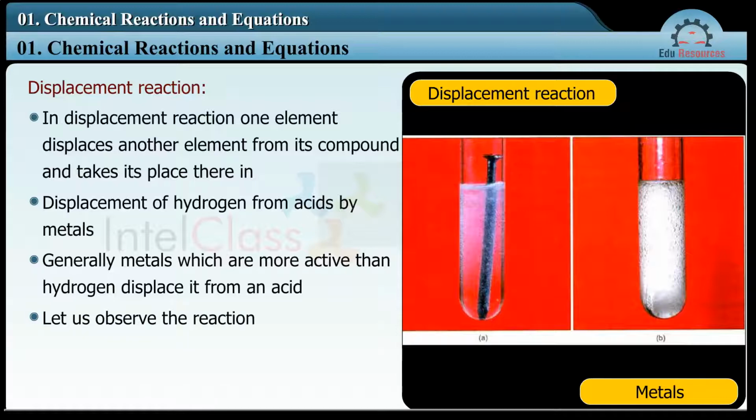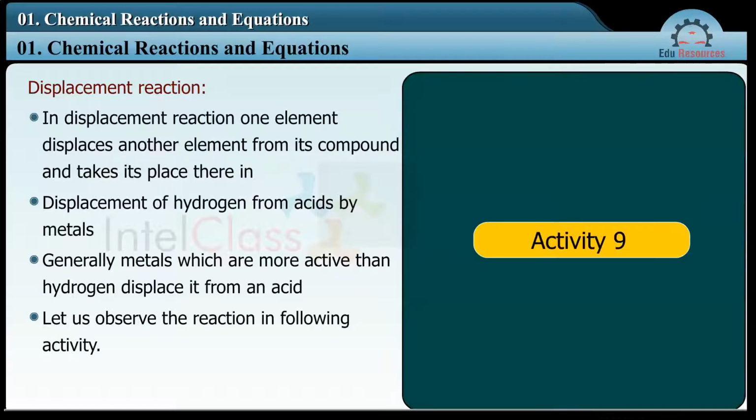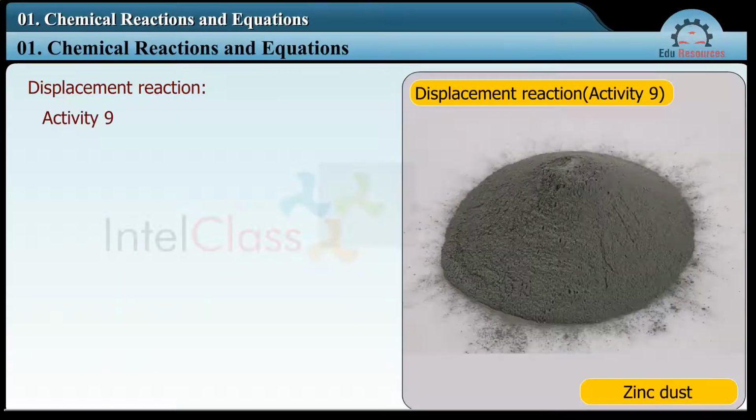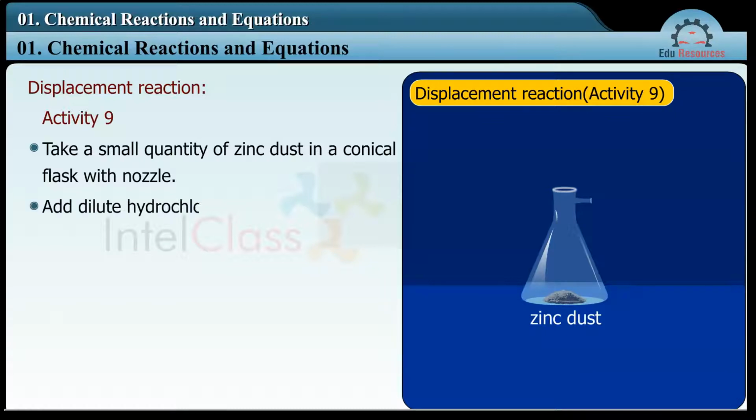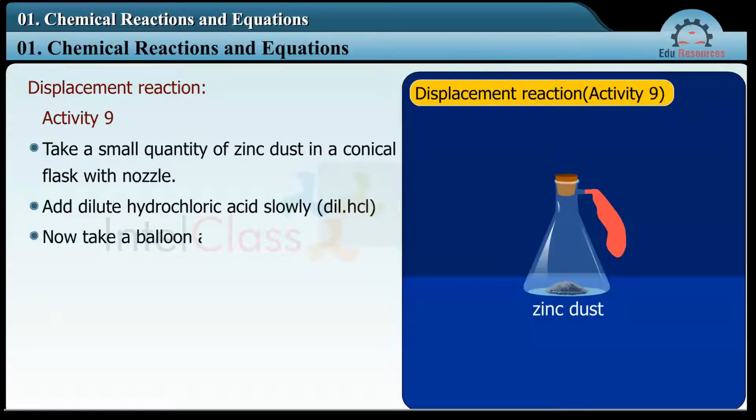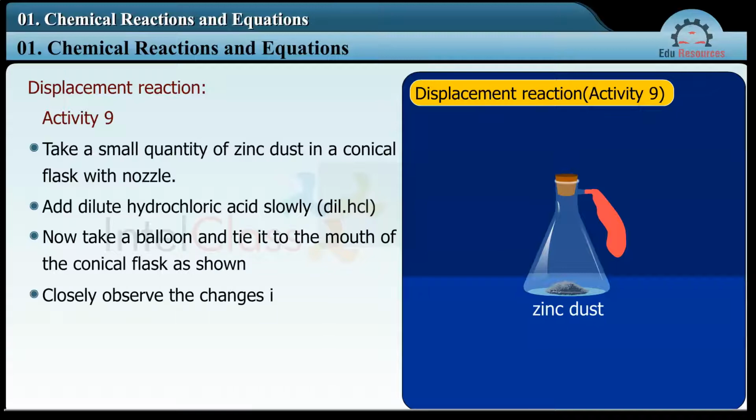Let us observe the reaction in the following activity. Activity 9. Take a small quantity of zinc dust in a conical flask with a nozzle. Add dilute hydrochloric acid slowly. Now take a balloon and tie it to the mouth of the conical flask as shown. Closely observe the changes in the conical flask and balloon.